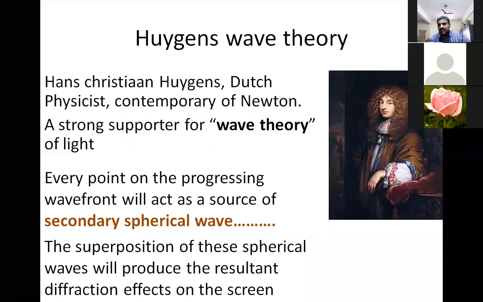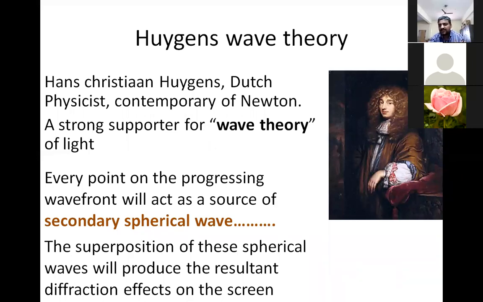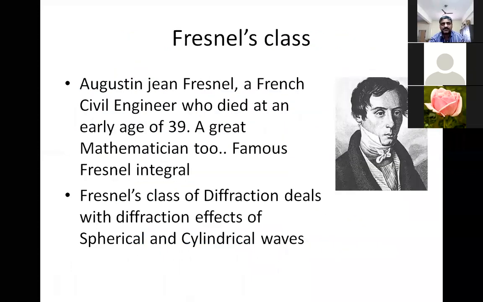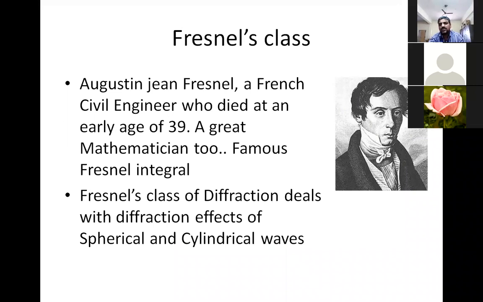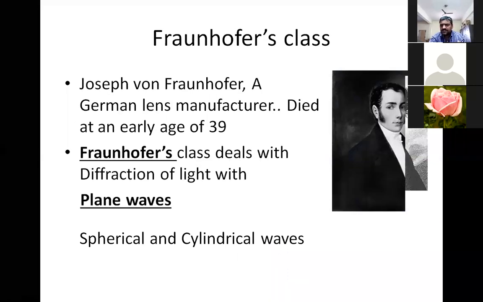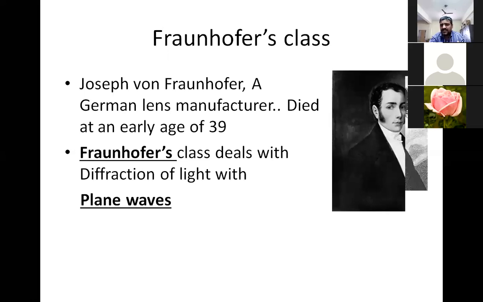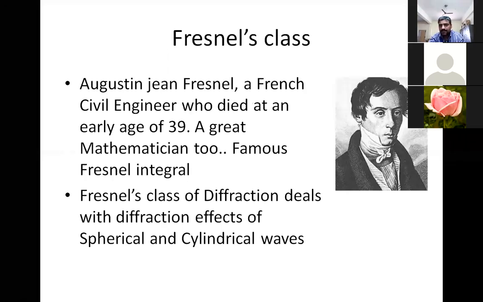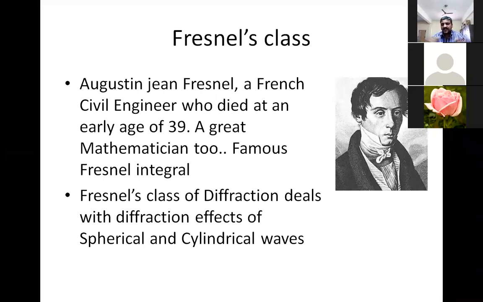Let me go back to the previous slide. So this is about Hans Christian Huygens. Before that, I have to introduce two famous persons in diffraction. Actually, in diffraction, we are going to have two classes. One is by Fresnel, Augustin Jean Fresnel, Fresnel's class. Another one is von Fraunhofer. So Fraunhofer's class and Fresnel's class. Out of the two, in our syllabus, we are going to study only the Fraunhofer's class, but not the Fresnel's class. Let me explain what is Fresnel's class.